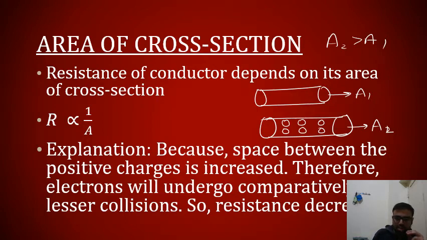So how can we say if the area is increased, the electrons will collide less, and this will decrease the resistance. The explanation is written in the slide: because the space between the positive charges increases, the electrons will undergo comparatively fewer collisions, so resistance decreases.